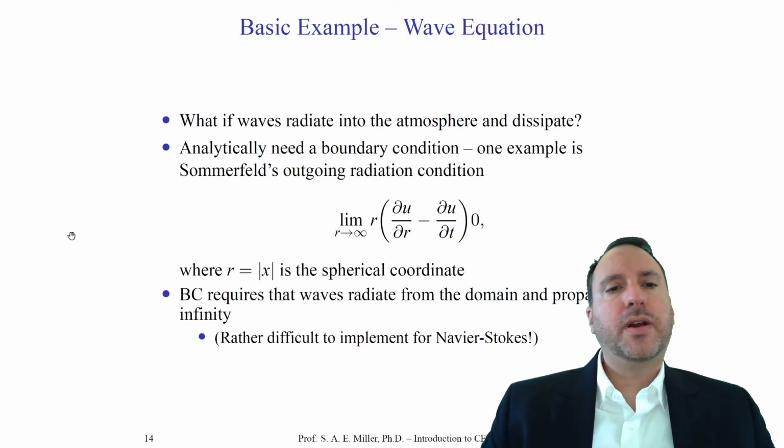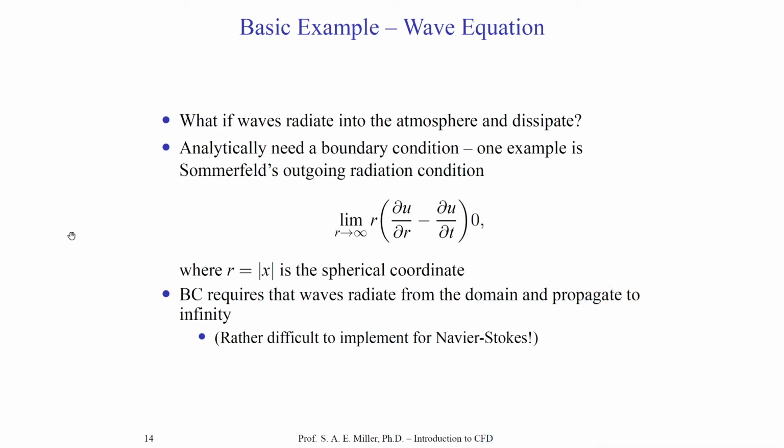You might also ask, what if the waves are radiating into the atmosphere and dissipate? This means that we need some sort of boundary condition, of course, to model that, because we cannot have a large enough domain for the waves to travel hundreds of miles, perhaps, to dissipate. And of course, in the actual atmosphere of the Earth, there are waves that travel hundreds of miles and aren't dissipating. Those might be so-called infrasound waves. One example of the radiation boundary condition for these types of waves is the so-called Sommerfeld outgoing radiation condition. This would simply be that as r becomes large, this wave equation, partial u partial r minus partial u partial t, would be equal to 0.